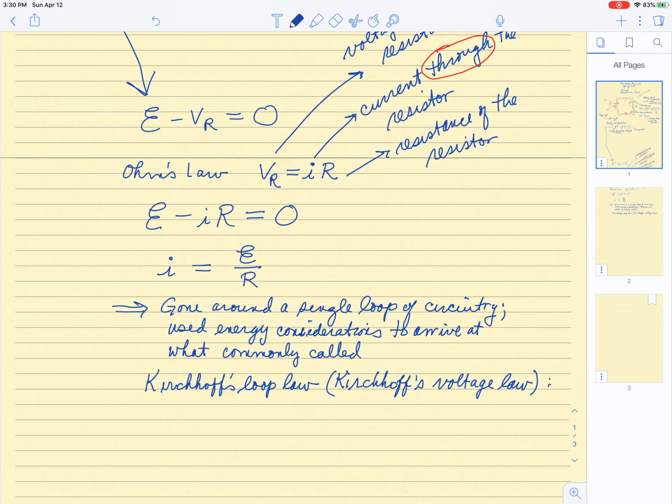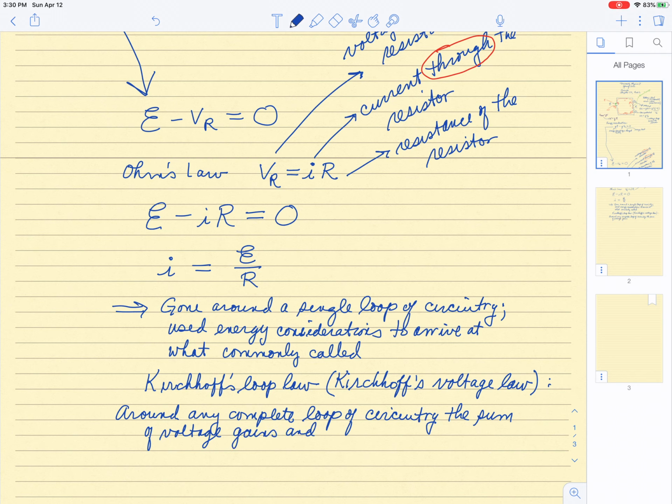And what Kirchhoff's loop or voltage law says formally is that around any complete loop of circuitry, the sum of voltage gains and voltage drops, which are losses, voltage losses, must be zero. Okay? And that's a double asterisk statement.